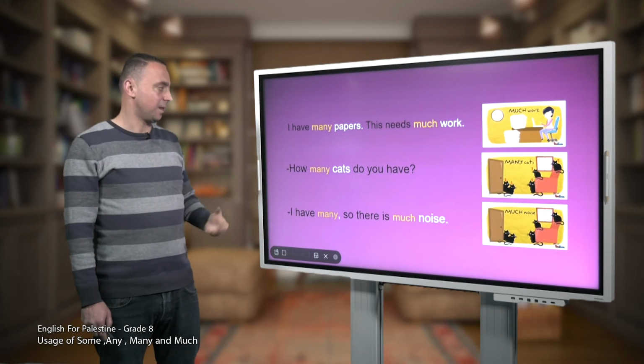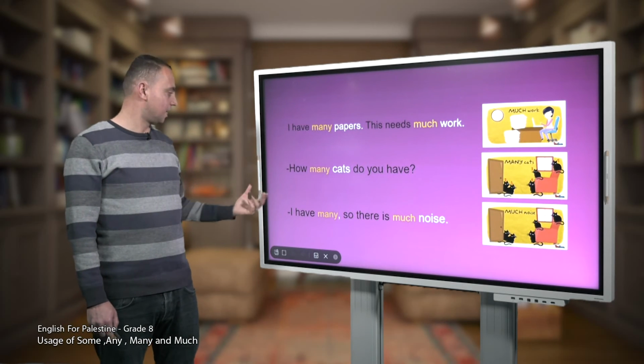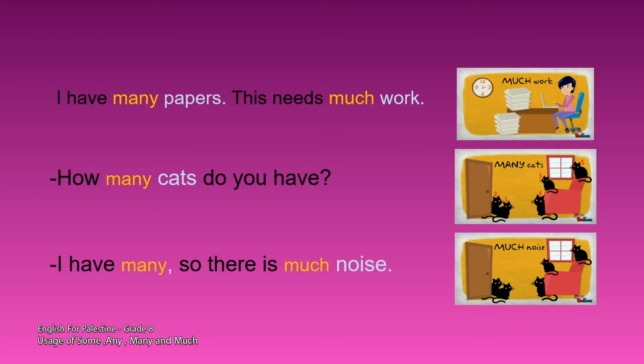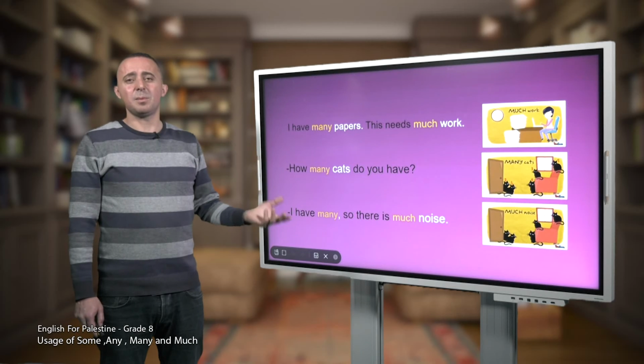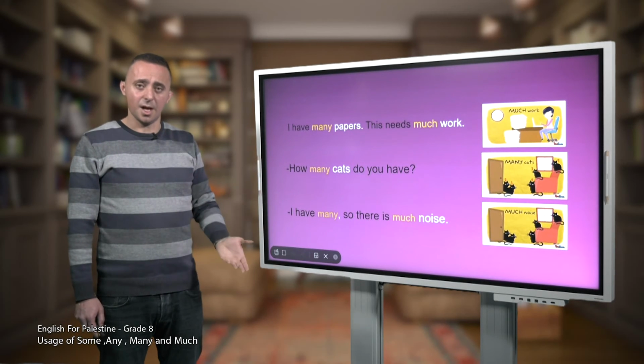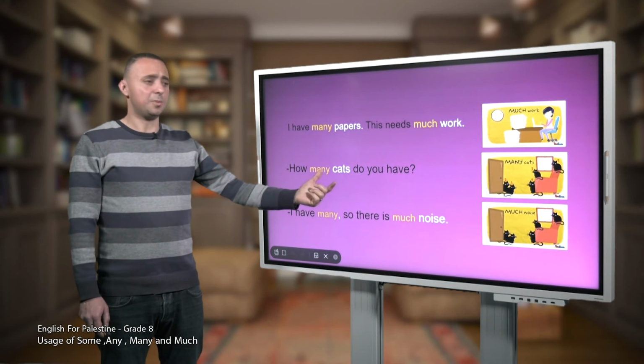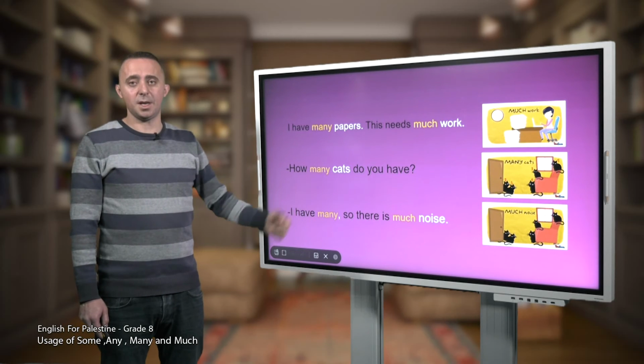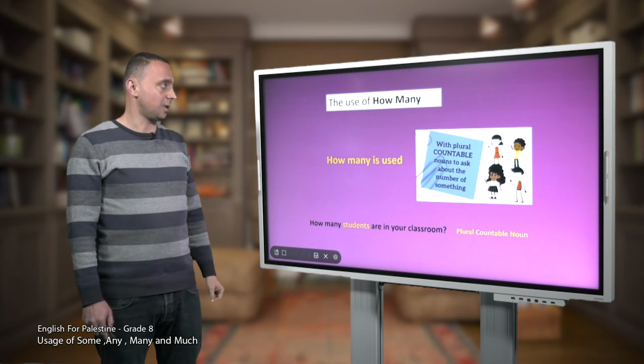Picture 3. The answer to this question is, I have many. Many refers to cats. We don't say I have much because the word cats, as I have just said, is a countable noun. I have many, so there is much noise. What about the word noise? Is it countable or uncountable? It's uncountable. So it should be preceded by much, not many. Right? Let's continue.